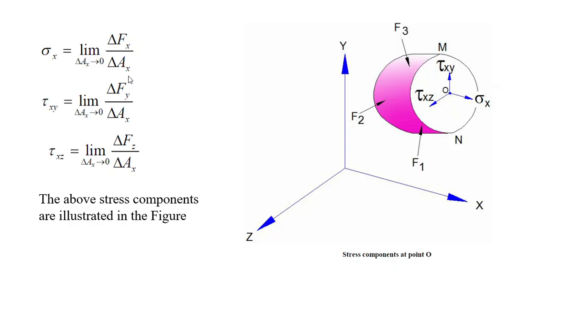Del Fx by del Ax for normal stress. Tau xy will be the limit as del Ax tends to 0 of del Fy by del Ax, and tau xz indicates force in the z direction. The x face will experience the shear in the z direction; the normal area of x takes the force in the z direction. Okay. The above stress components are illustrated in the figure.